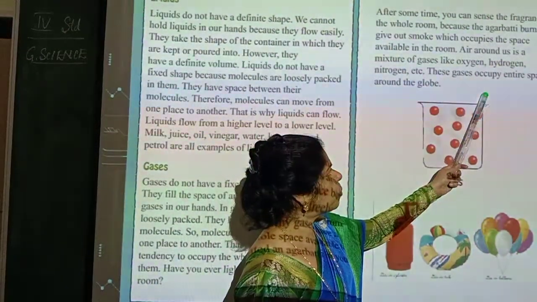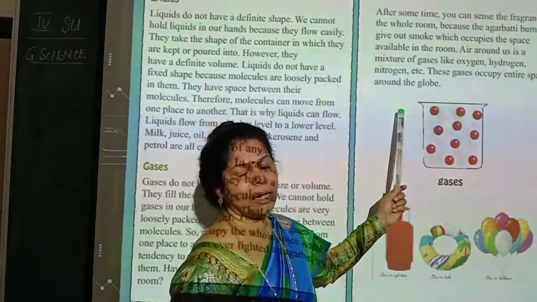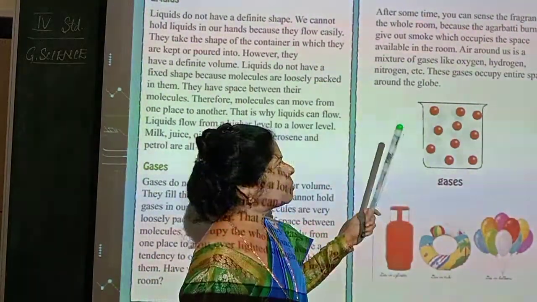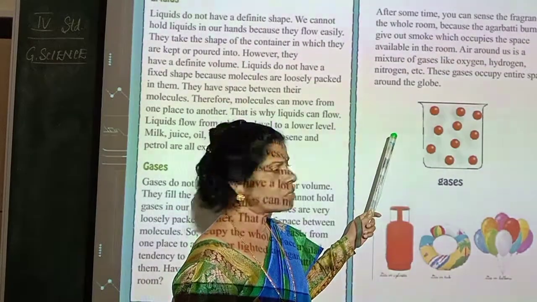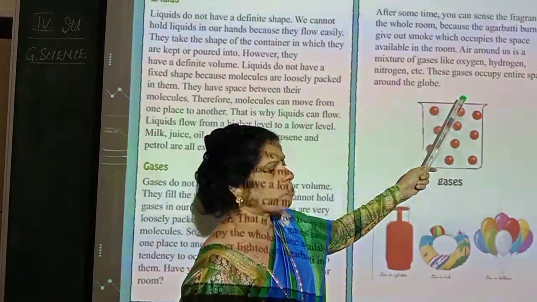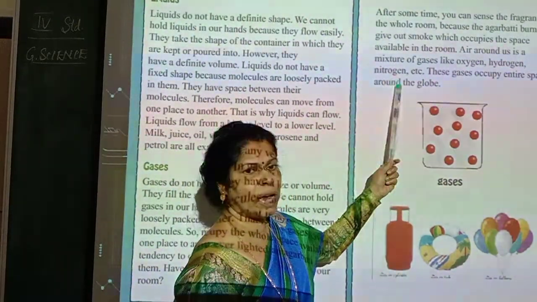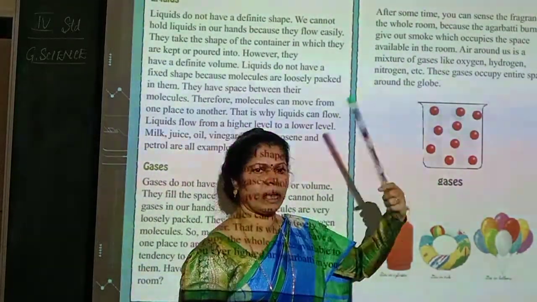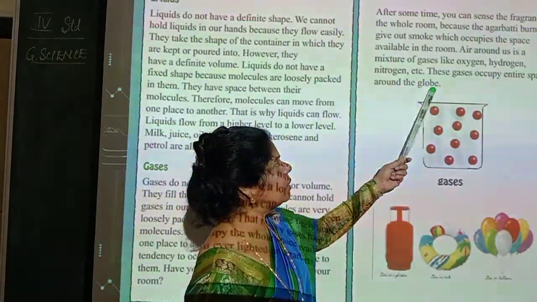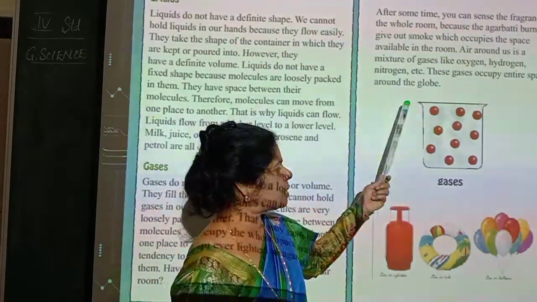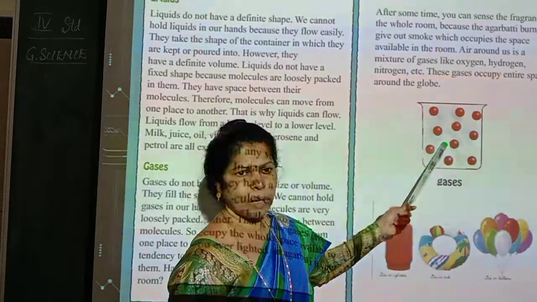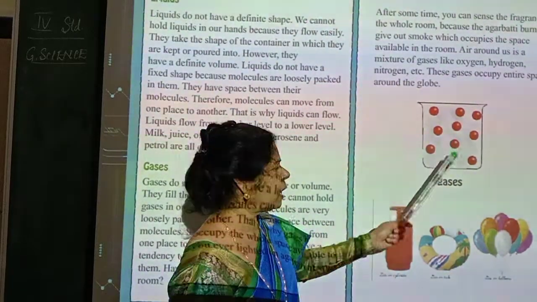These gases occupy the entire space around the globe. So around the whole earth, there is the presence of air. Understood? That is what these gases occupy. Which gases? Oxygen, hydrogen, nitrogen, carbon dioxide, all these are present in the whole world. These gases occupy the entire space around the globe. So you can see here, this is the arrangement of molecules in a gas.